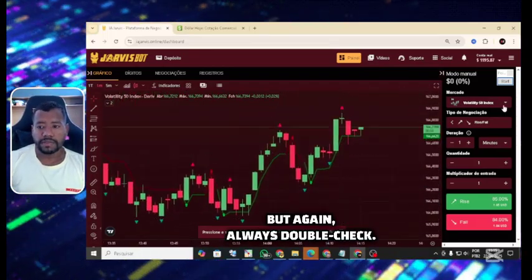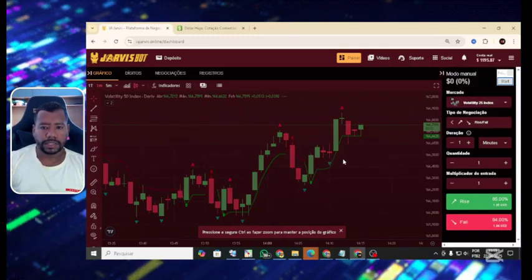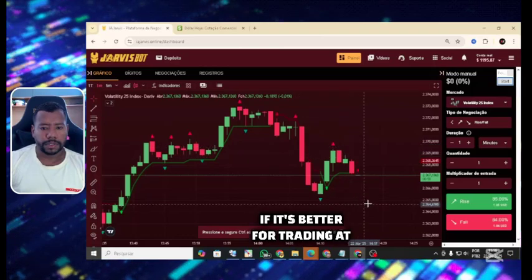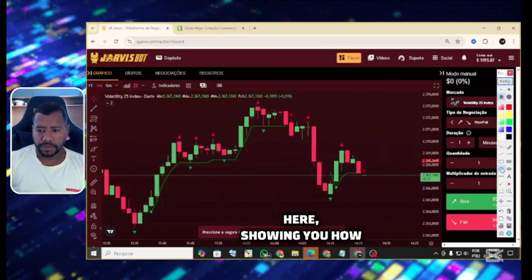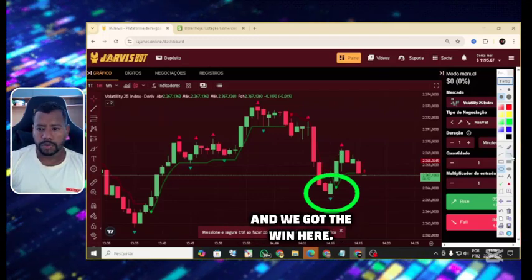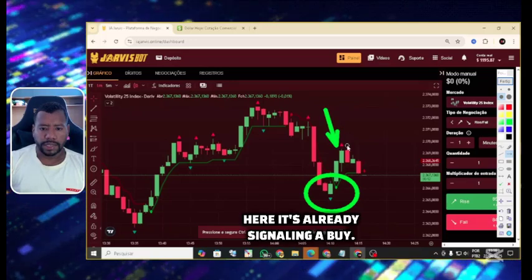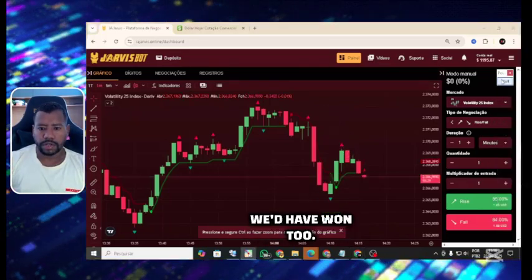Again, always double check. I'm going to test the volatility of 25 now and see how it's doing, if it's better for trading at this moment. Trigger appeared here, showing you how accurate this indicator is. Confirmed, and we got the win here. It's already signaling a buy. If we entered on the next candle, we'd have won too.